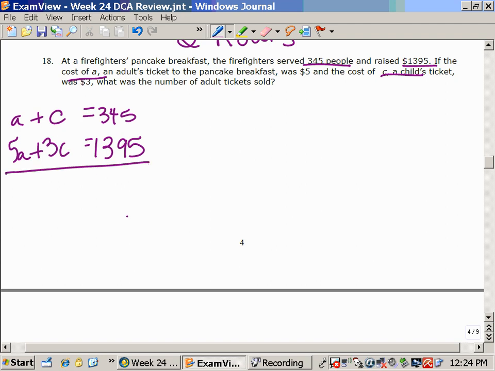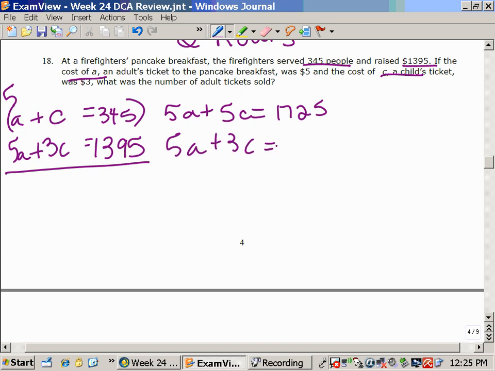This is set up for elimination. I need to multiply by something so that these cancel. I think I'll multiply by 5. So that gives me 5a plus 5c equals 5 times 345 is 1725. Now I've got to do the 5a plus 3c equals 1395. I need to change one of the lines to make sure that they cancel. And I get cancel, cancel.